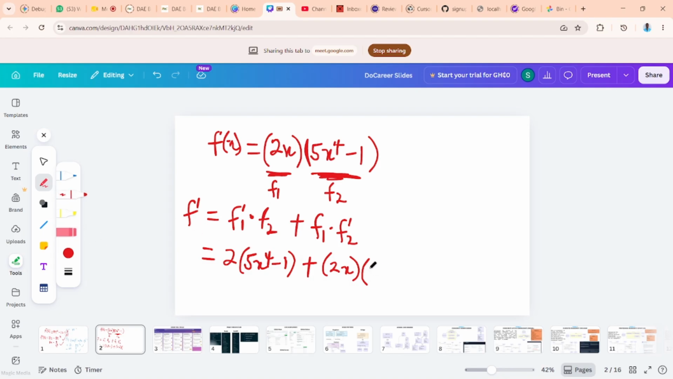20, yes. It's 20 x to the power 3. Actually, at this stage, you are done. If you can further simplify, then go ahead and do it. So this one, we just expand to get 10 x to the power 4 minus 2 plus 40 x to the power 4. Then you will have 50 x to the power 4 minus x to the power 4. Yeah, it's the same answer that we got first.